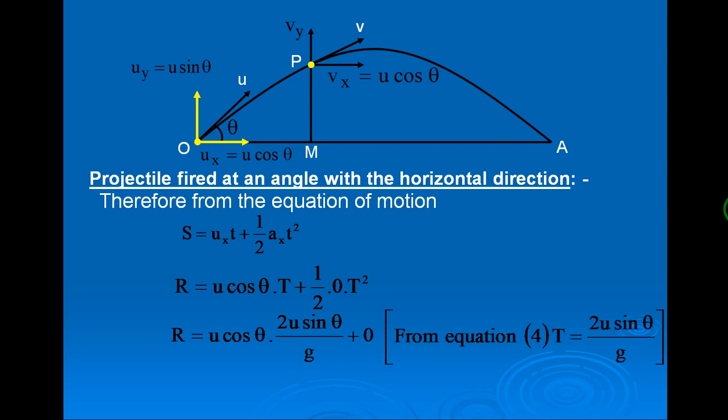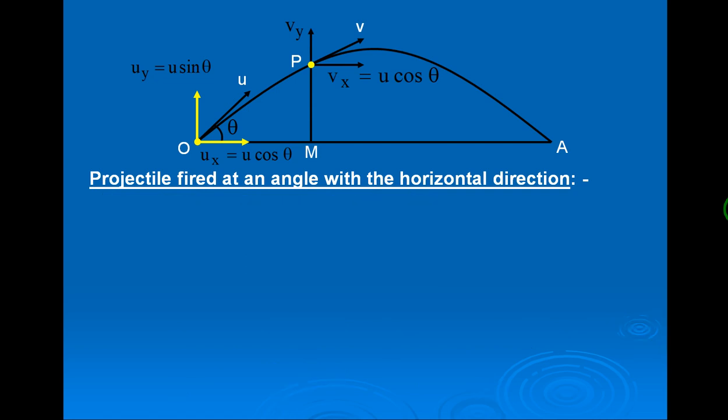From equation 4, capital T is equal to 2u sin theta upon g. Or by rearranging, R is equal to 2u cos theta into u sin theta upon g. Or R is equal to 2ux into uy upon g.